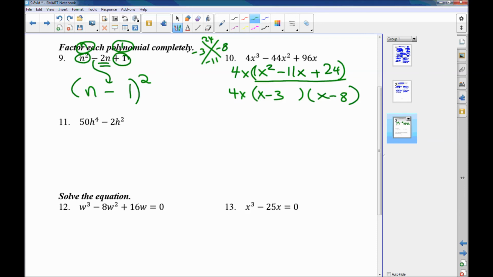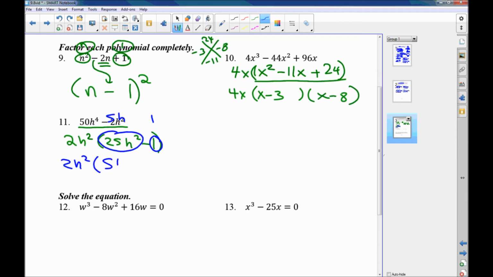All right. Number 11, we have a common factor in both of these. So 2h squared can come out. And what got left behind was 25h squared minus 1. So whenever it's a binomial and it has h squared in it, you can probably bet it's a difference of squares. So if you look at our first term, the square root of that is 5h. Second term, square root is 1. So this is a difference of squares. They can both be square rooted evenly. So we're going to write this as 2h squared, and then 5h and 1, and 5h and 1. And remember, with our difference of squares pattern, one gets a plus and one gets a minus.